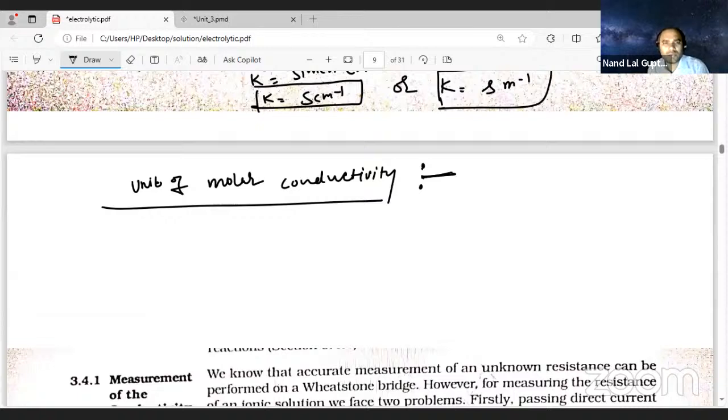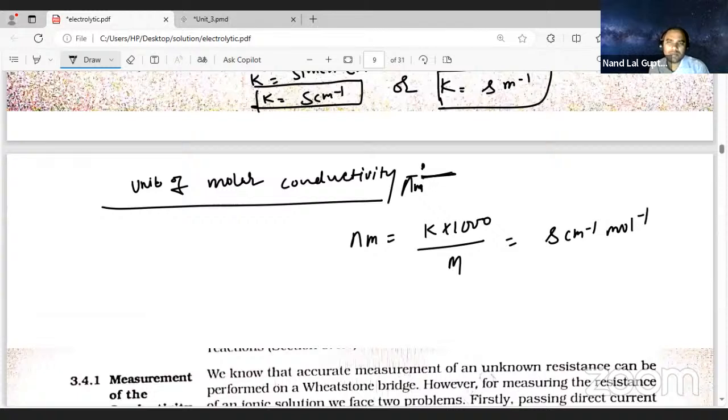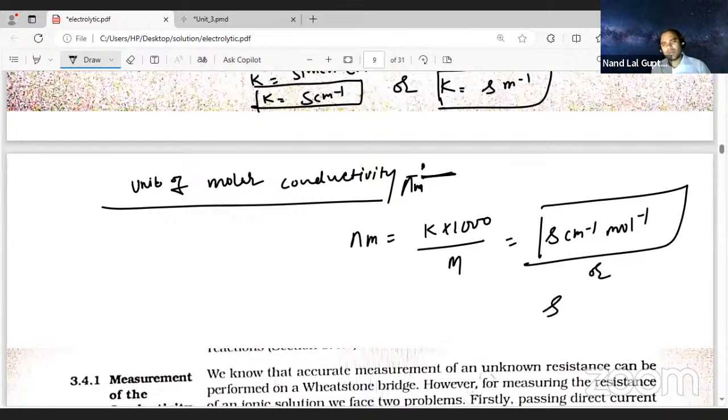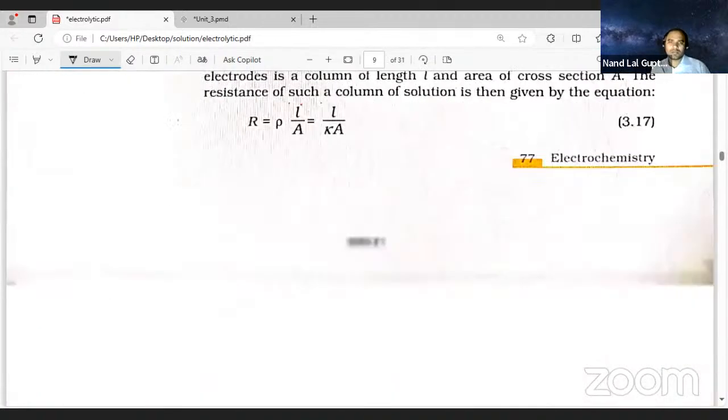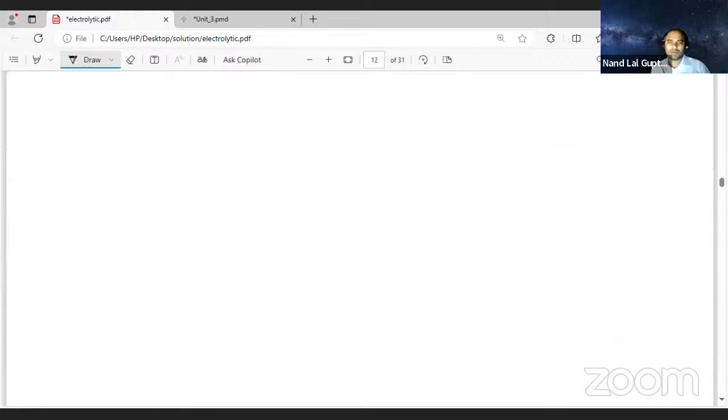Now the unit of molar conductivity, that is lambda m. The derivation we have already done: lambda m is equal to K into 1000 upon M. So K is Siemens centimeter inverse, mole inverse, or it can also be Siemens meter inverse, mole inverse. Getting my point? Understood. Good. If you are getting it, then let us solve the problem. Then what is the problem?